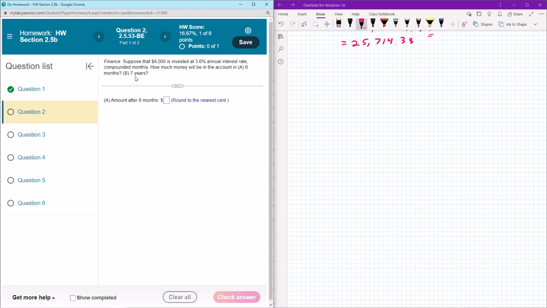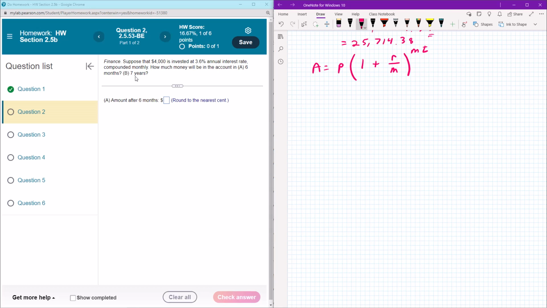Now, this is what we call the compound interest formula. And the formula for that is as follows. A is equal to P times (1 plus R divided by M) raised to the MT power. Well, what the heck is all this stuff?